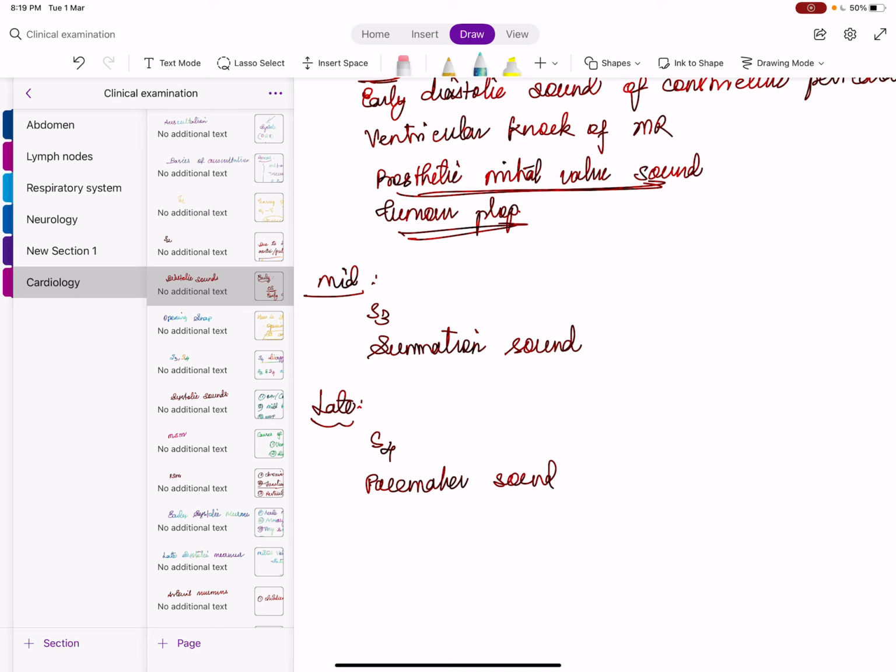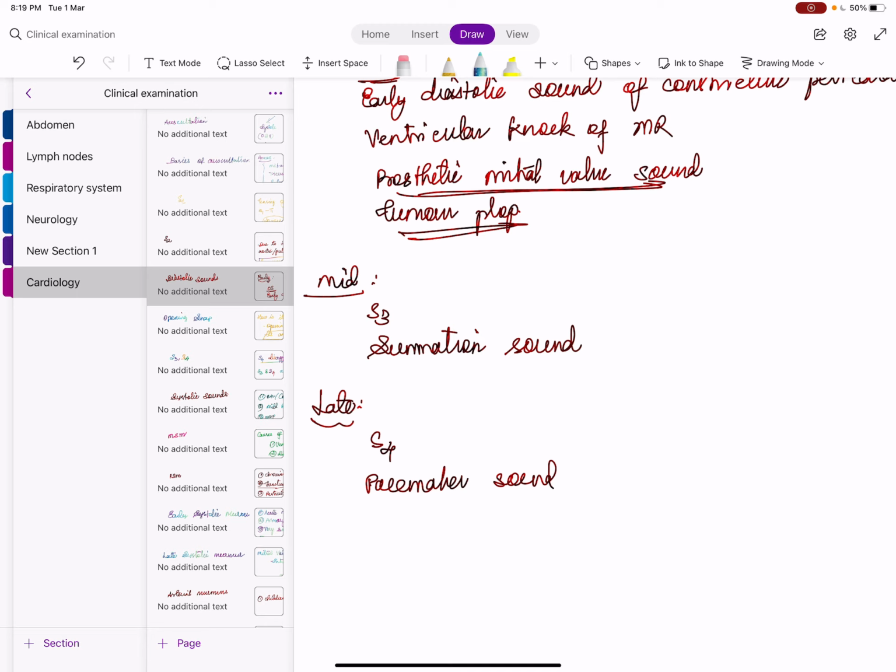The problem comes when the third sound comes, because the third sound can be S3, S4, opening snap, tumor plop, or ejection click. Ejection click won't be a problem because it comes between S1 and S2. The problem is the third diastolic sound. The third sound being diastolic is very, very problematic. So we will discuss later how to differentiate them. Okay. So why I told this is how to time.